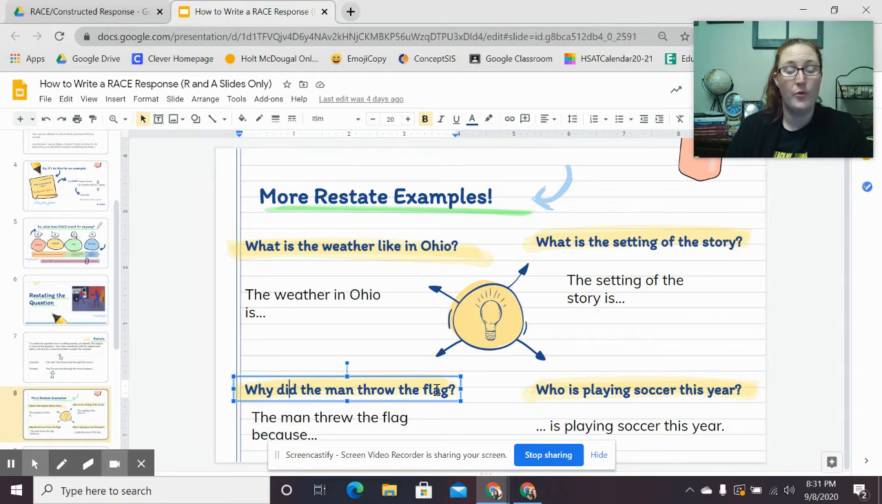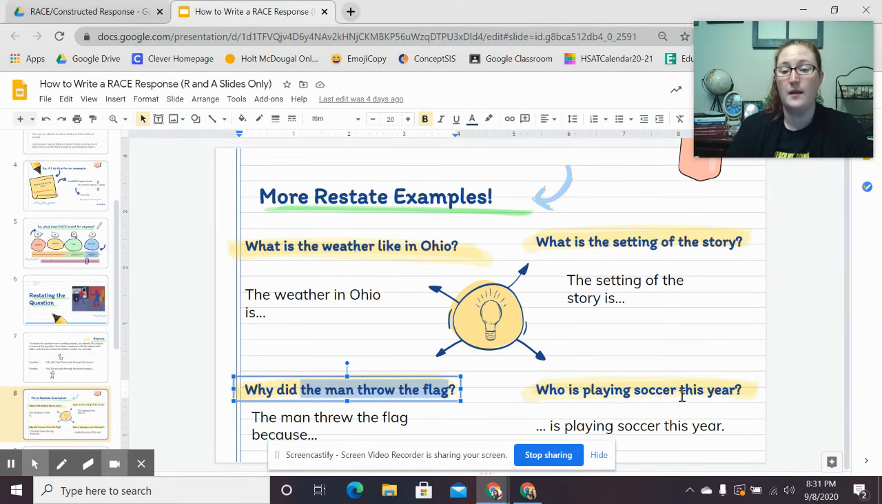Why did the man throw the flag? So here's an example of where you're going to have to change the verb tense. I have the subject, the man. The man did what? I can't say throw. I have to change it. So it'd be the man threw the flag. And my question word was why, so my transition word is going to be because. The man threw the flag because.